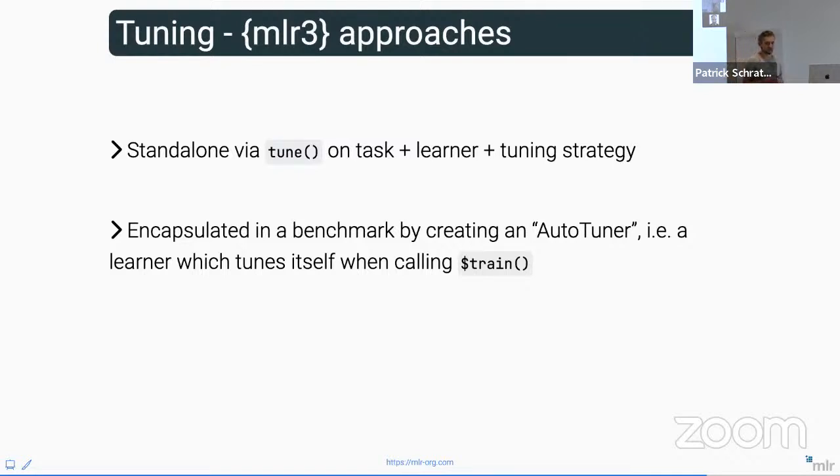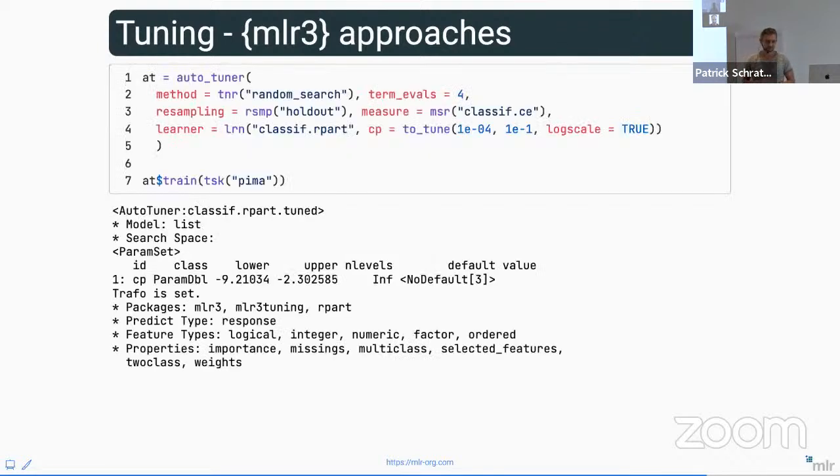So this is usually what you want to do in a benchmark or nested resampling case, because there you just do all of this in multiple layers and stages. And in every stage, you just pass this auto-tuner that knows how to optimize itself on the given resampling. And this just happens then without any further manual inputs of yours.